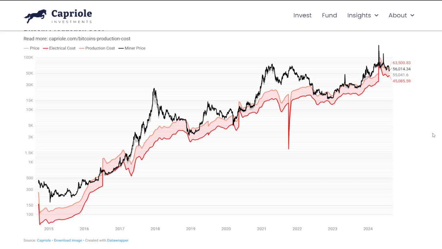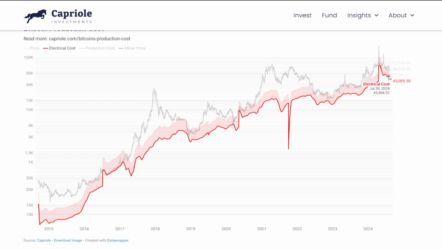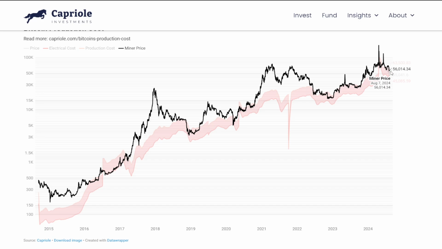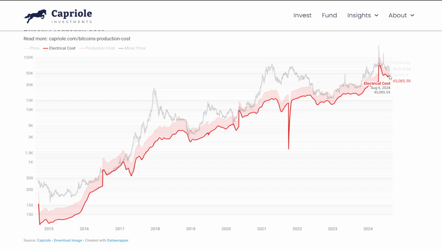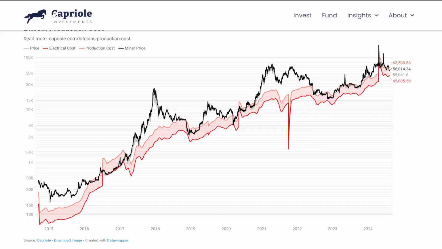All right, so we are on the Capriole.com charts section, where he has his handy indicator showing us electrical cost, total production cost, miner price, and then actual price. So right now, Bitcoin's electrical cost is continuing to rise, and this is because there has been a little bit more competition on the network, but not much. We had the big difficulty adjustments down, and typically it adjusts very quickly. And now it's recovered a bit, and we are seeing electrical cost at $45,000. So essentially just below that major monthly level.